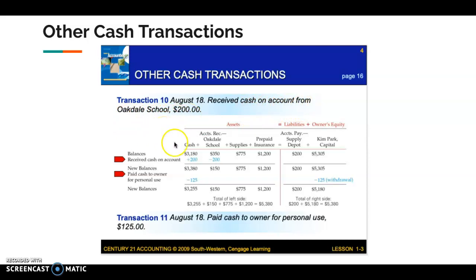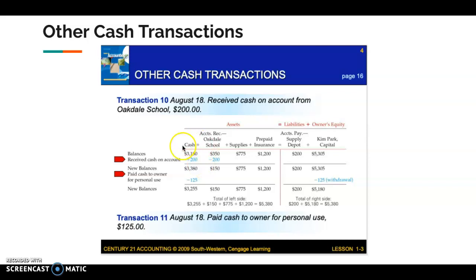Okay, so now here's the thing. This accounts receivable, they owed us $350. Now they're paying $200, so you're going to subtract. And now we are getting our cash. So this is going to be increased and the accounts receivable is decreased. Again, accounts receivable and accounts payable are just basically accounts where we can just keep track of money we owe and money that we should be getting.